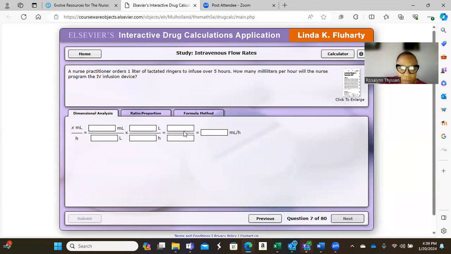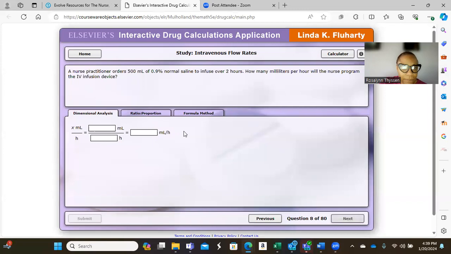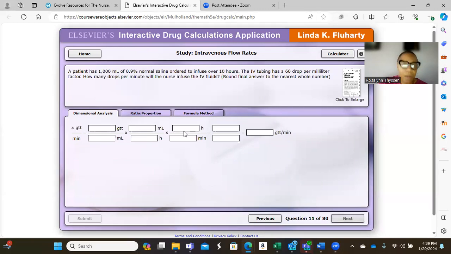These are all pretty much the same. Oh, drops per minute. Okay. A patient has 1,000 mils of 0.9% normal saline ordered to infuse over 10 hours. The IV tubing has a 60 drop per milliliter factor. How many drops per minute will the nurse infuse the IV fluids?